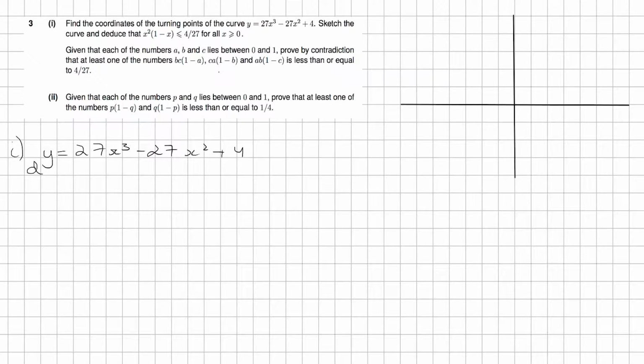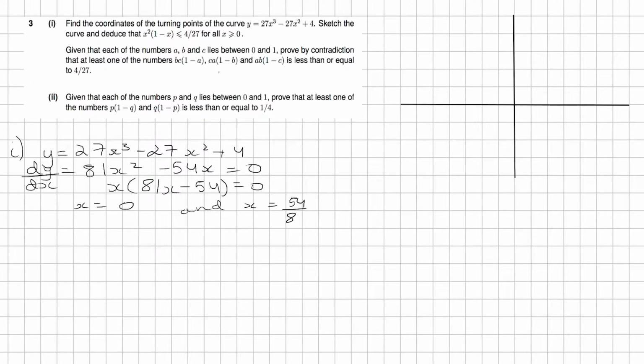So we first differentiate and then set that to 0 to find the coordinates of the turning points. That gives us 81x squared minus 54x equals 0. We can factor out the x, leaving x multiplied by 81x minus 54 equals 0, which gives us x equals 0 and x equals 54 over 81, or just 2/3, as our two x values for the turning points. If we plug these back into the original equation, we get y equals 4 when x equals 0 and y equals 0 when x equals 2/3.